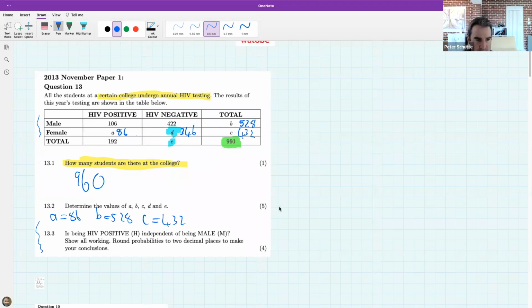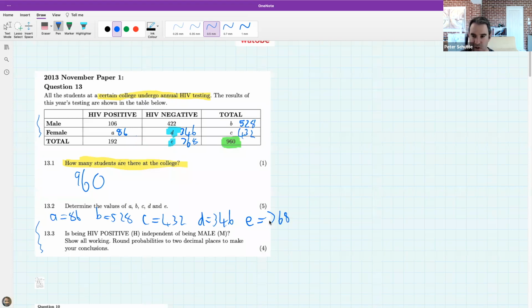And then what about E? How are we going to get E? Jabulani, I see the answer coming through there. So 422 plus 346 must be that total. Yeah. So 422 plus 346. And that is going to be 768. Cool.